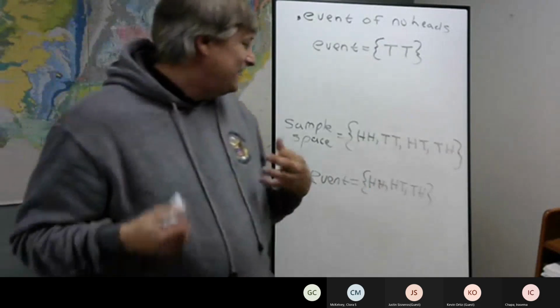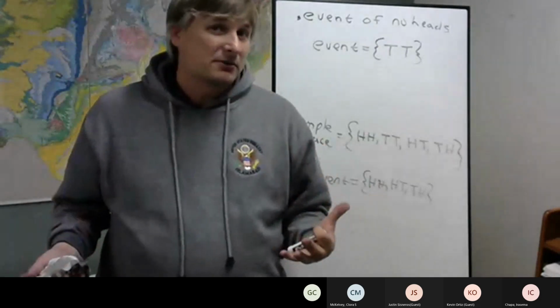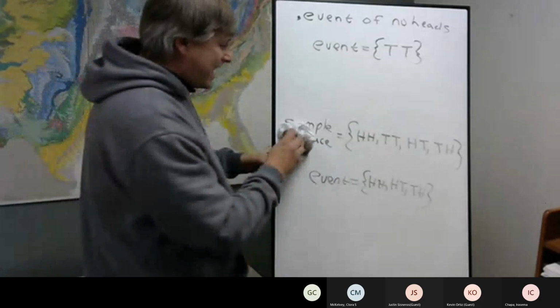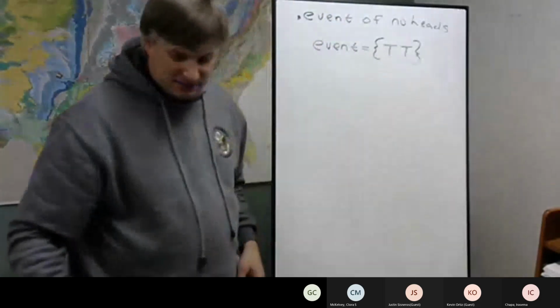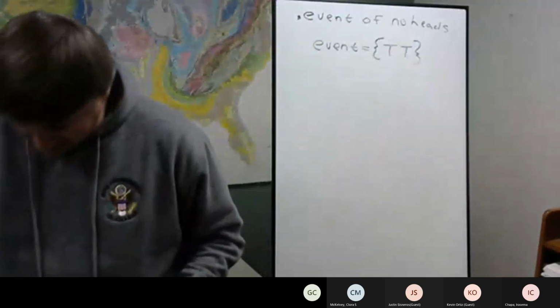So again, an event is just a subset of the entire sample space. Now, it does have to be part of the sample space. We don't consider outcomes that are outside the sample space. We only work with outcomes that are within. So something I just sort of mentioned.